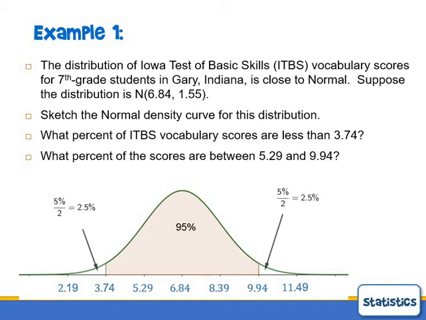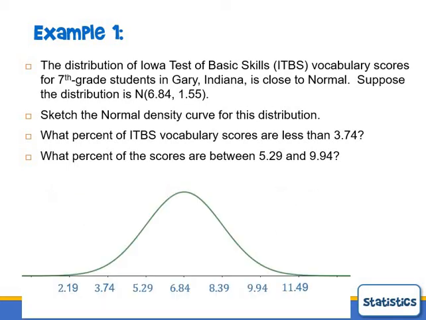Sometimes we have them where it's mixed and not symmetric, as you'll see on this one. What percent of scores are between 5.29 and 9.94? Well, those are both values on my axis here. 5.29 is 1 standard deviation below the mean. 9.94 is 2 standard deviations above the mean. And there was the circle.